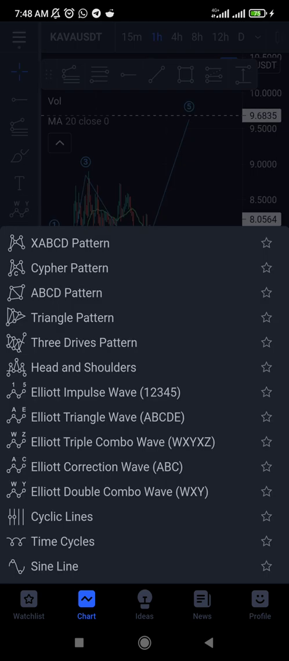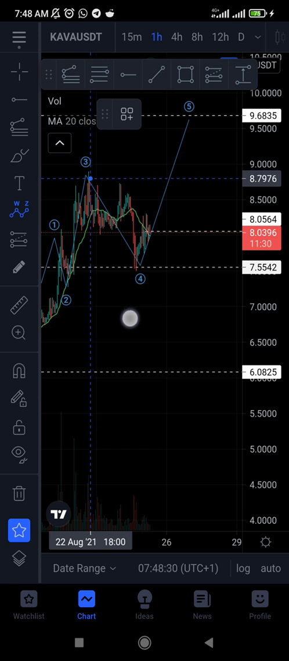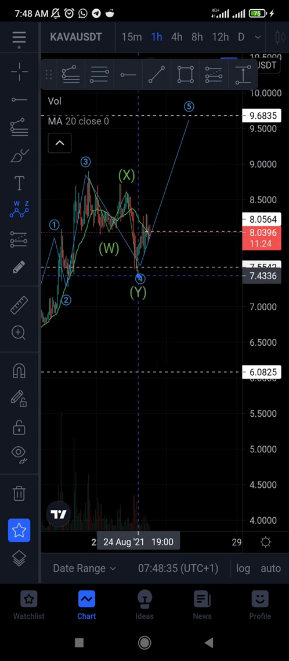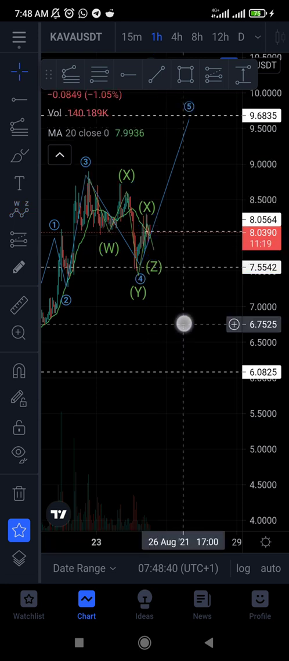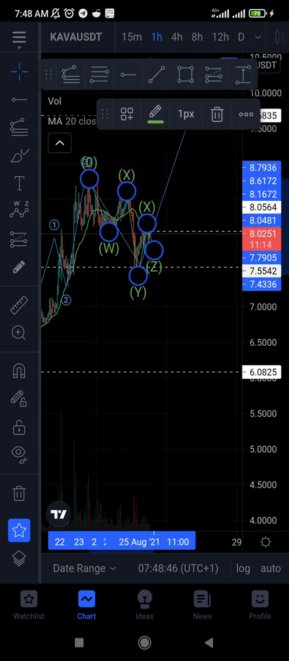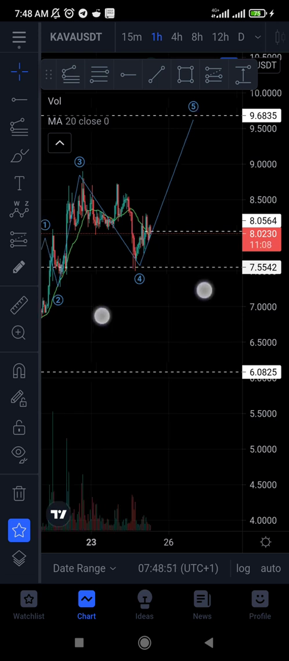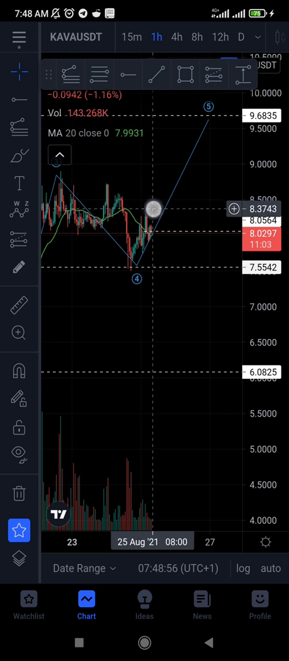So this is it. It's possible we might have something like this, 2, 3, 4. Then we'll have something like the bam, bam. You get? So I decided not to go that route, and I believed it was going to go up due to other analysis that I did. So now it started going up and stopped at this particular point.